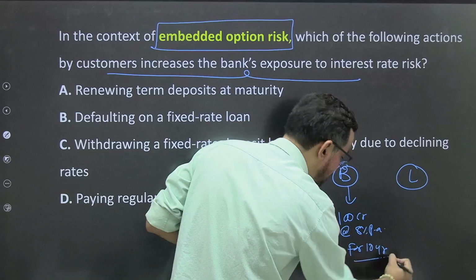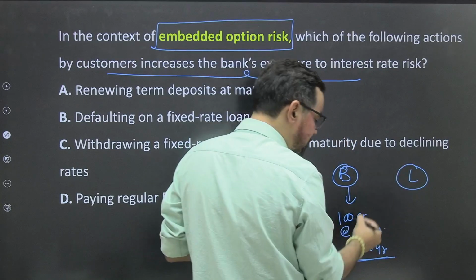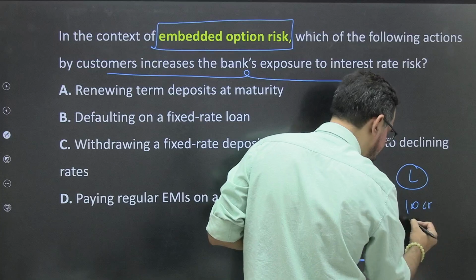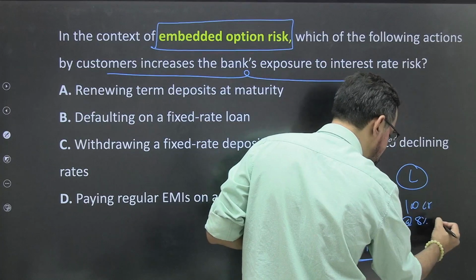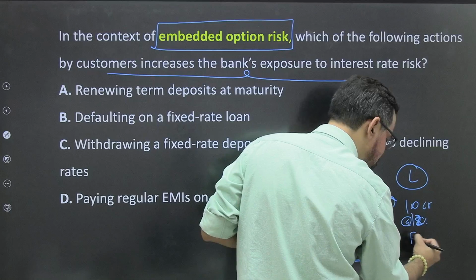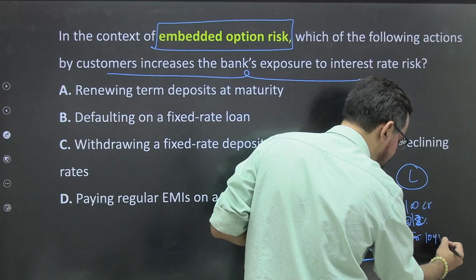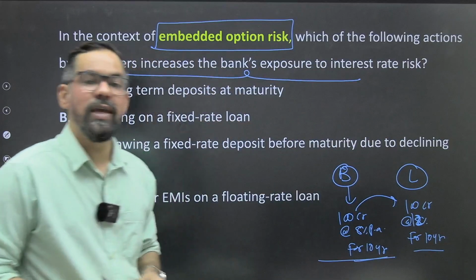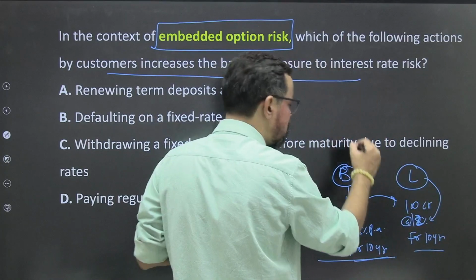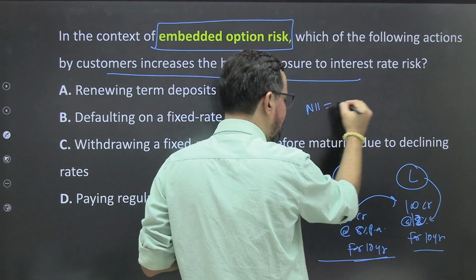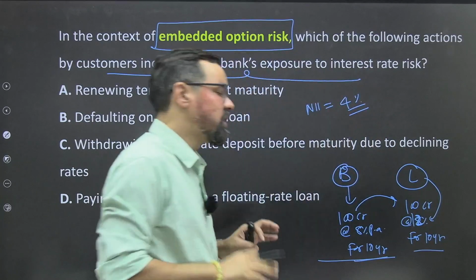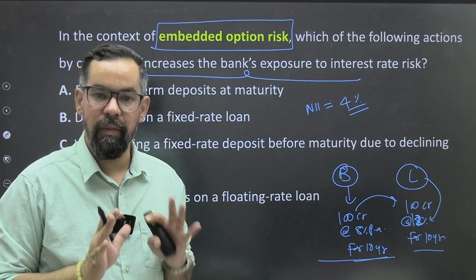Okay. Now what happened after, and with this particular one, we created an asset 100 crore rupees at the rate of 12%, okay, 12%, and let's say maturity is same for 10 years. Okay. So now when we created this particular asset, our NII was how much? How much was your NII? Your 4% or 400 basis points. Okay? Now this is the initial stage.